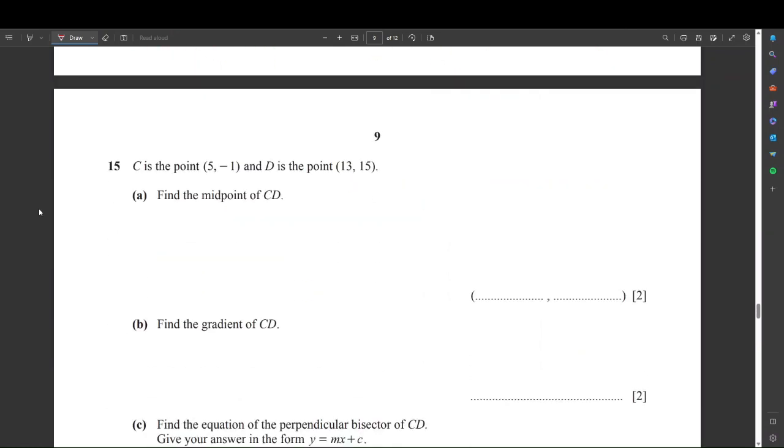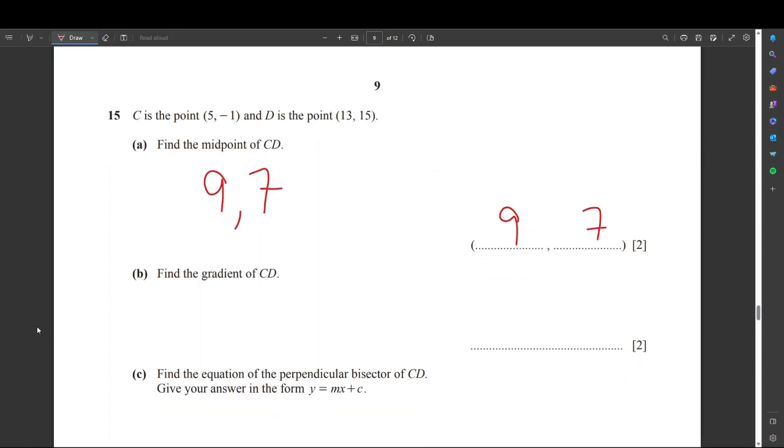Now c is the point 5 comma minus 1 and d is the point 13 comma 15. We need to find the midpoint of cd, and the midpoint is simply the average of the x values and the y values. So it'll be 5 plus 13, which is 18, divided by 2, which is 9. And minus 1 plus 15 is 14, divided by 2 is 7. So this will be 9 and 7. Find the gradient of CD. So that'll be change in y, which is 15 minus minus 1, divided by 13 minus 5. 15 plus 1 is 16, 13 minus 5 is 8.